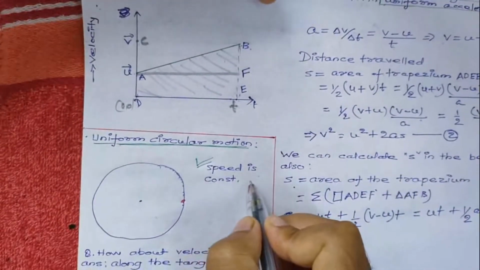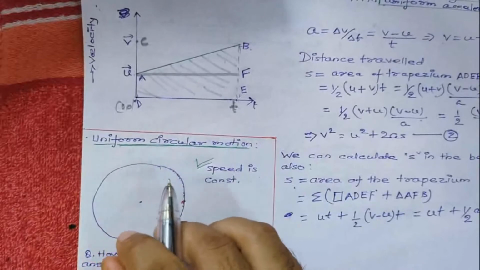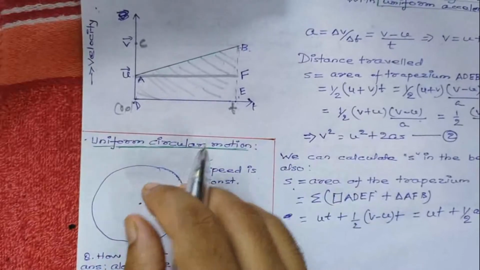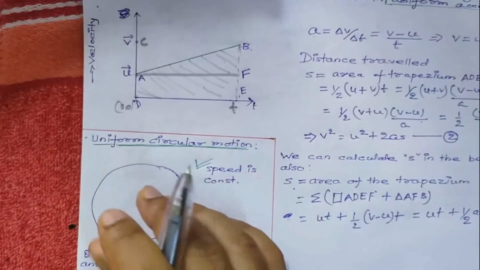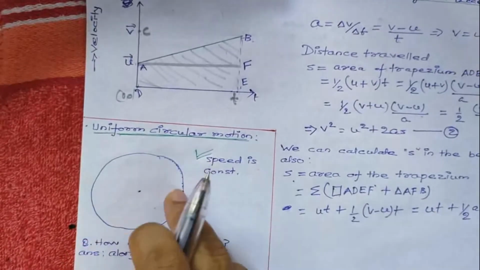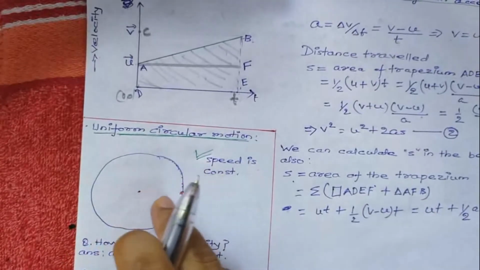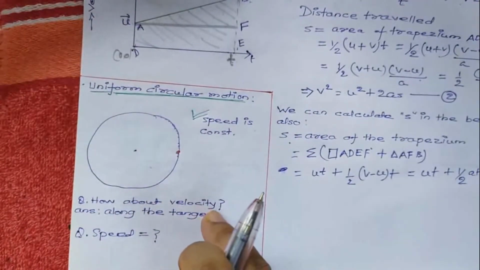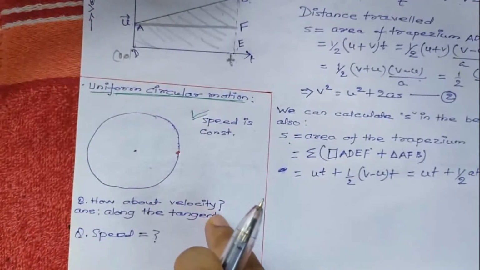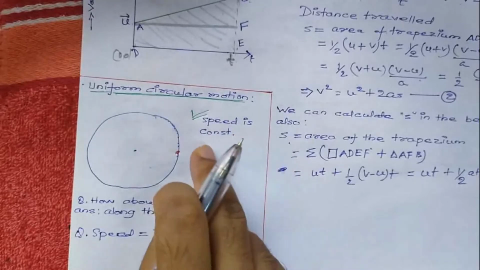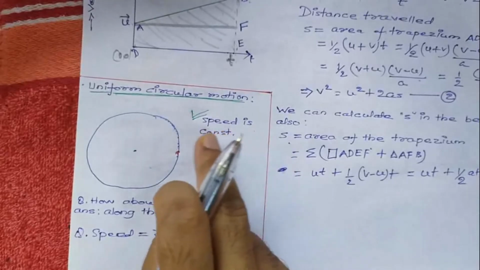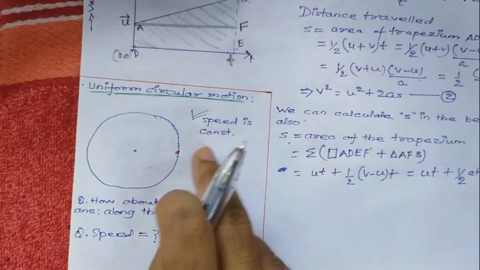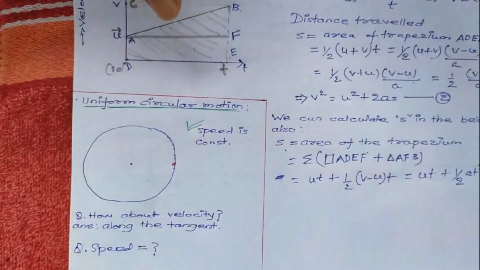Speed is constant. Now if I ask you, how about velocity? I think you should be able to answer now. I think we have studied it multiple times earlier also, but let me tell you. Velocity is a vector quantity, we know. It has direction associated with magnitude. The magnitude of the velocity, which is nothing but speed, is constant, but what about direction? So let us study this as well.